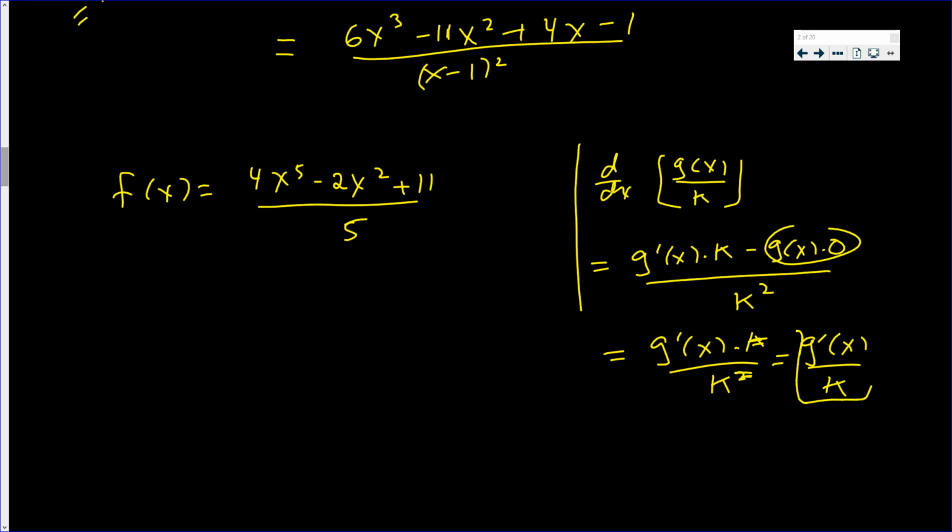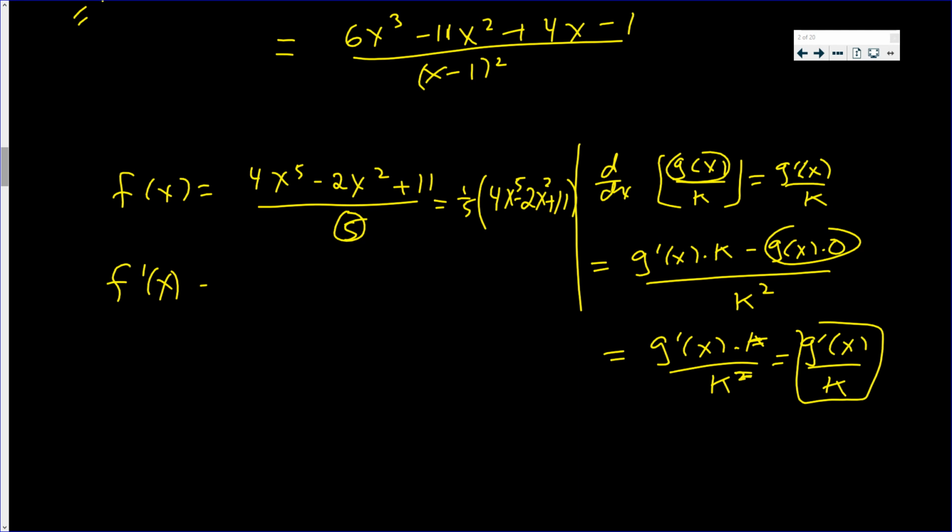But I can kill off a k on the top and a k on the bottom. Oh, you mean I could have just taken the derivative of the top and divided by the k? Yes, because that's a constant. This is the same as 1/5 times 4x to the 5th minus 2x squared plus 11. We can use the constant multiple rule. So the 1/5 just stays there.